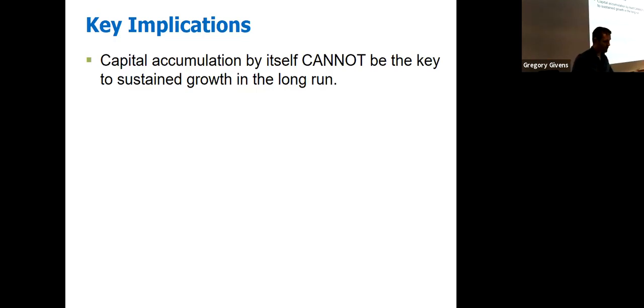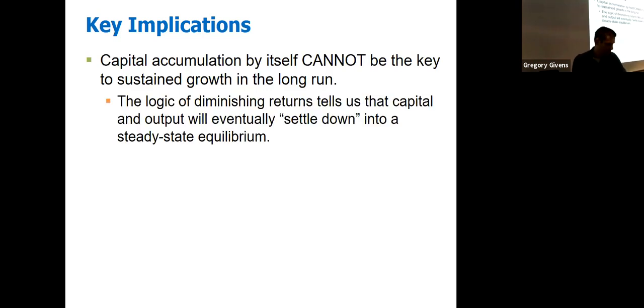And so we would expect in the long run, according to that model, for the growth rate of output to eventually settle down to zero, right? Where output and capital are no longer growing, okay? And all of that follows from this law of diminishing returns.